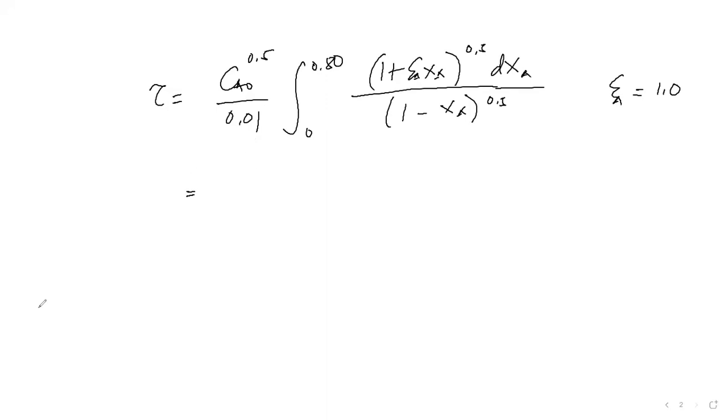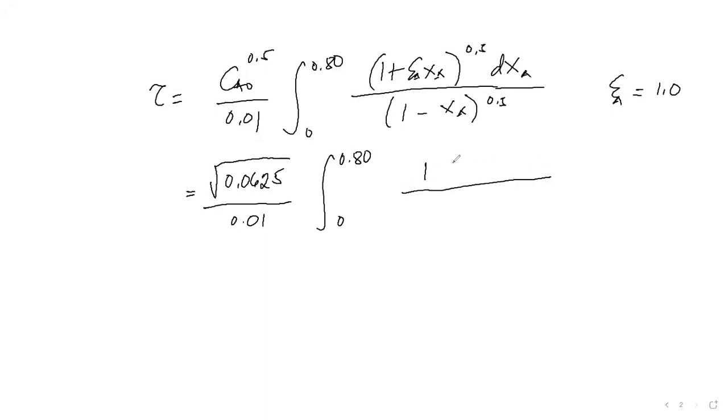The CAO that is given in the problem is 0.0625. We'll get the square root of that. We divide this by 0.01. Then we have 0 to 0.8. Then we have 1 plus XA, and you have 1 minus XA. Actually, this is all under the square root sign because of this 0.5, and you will have here the XA. So this is your corresponding expression.